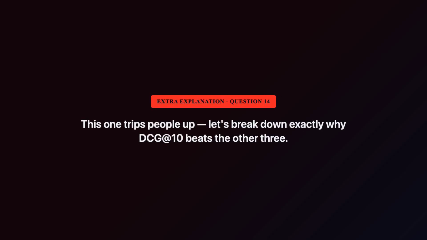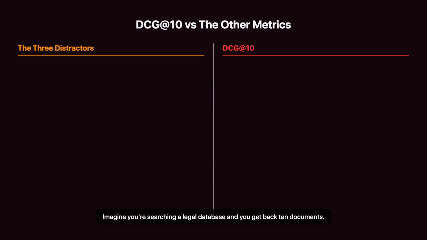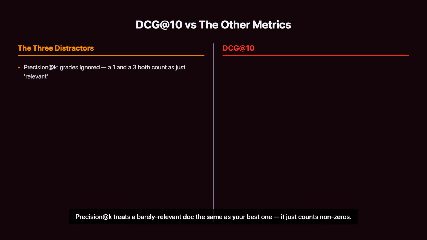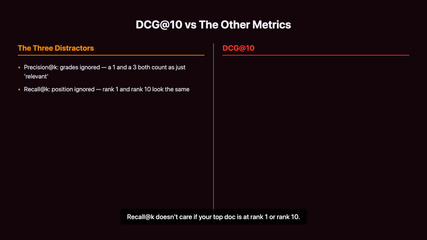This one trips people up. Let's break down exactly why DCG at 10 beats the other 3. Imagine you're searching a legal database and you get back 10 documents. 3 are gold, 4 are useless, and the rest are somewhere in between. You want a metric that rewards both quality and position. Precision at K treats a barely relevant doc the same as your best one. It just counts non-zeros. Recall at K doesn't care if your top doc is at rank 1 or rank 10. MRR stops counting after the very first relevant result.